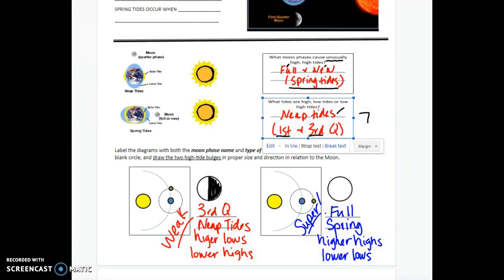Label the diagrams below with both moon phases. Name and type of tide. Draw a picture of the moon phase in the blank circle. Draw the two high bulges in the proper sides and direction in relation to the moon.